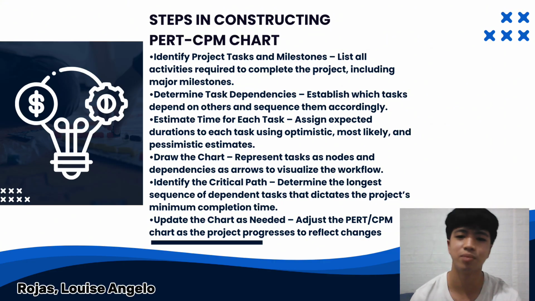So, for example, a farm wants to expand its vegetable production by introducing hydroponic farming. The goal is to set up a hydroponic system and start producing vegetables within 6 months. So let's start with the listing of activities.